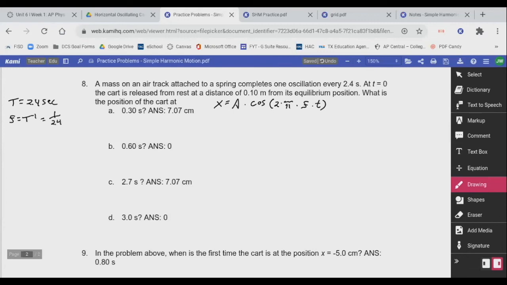Now you have a choice. You can use 1 over 2.4 in your formula, and if you do, you'll get either the same or a very similar answer to theirs. If instead you put into your calculator 1 divided by 2.4, you get 0.4166666667. So you're like, hey, I'm just going to say that is about 0.42. Well, you've just rounded here, and that's going to cause your answers to change from what's on the screen.